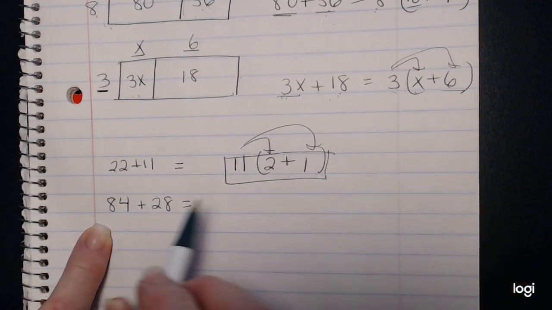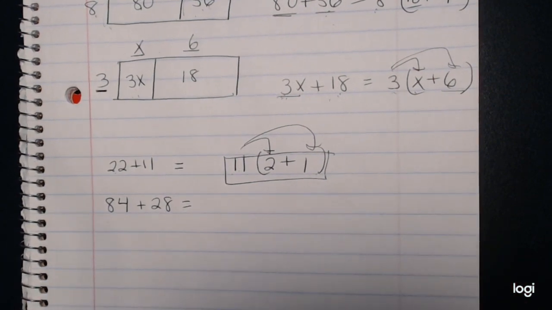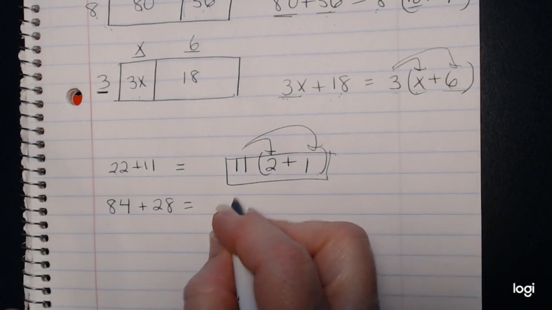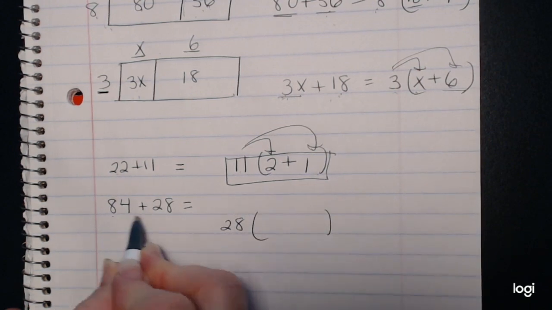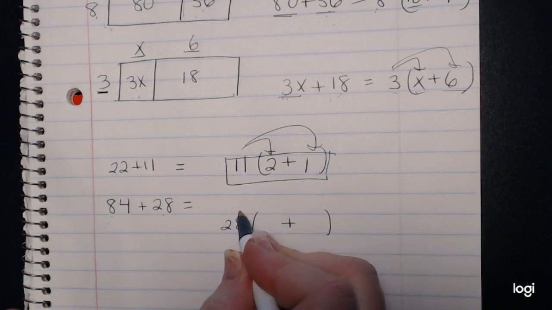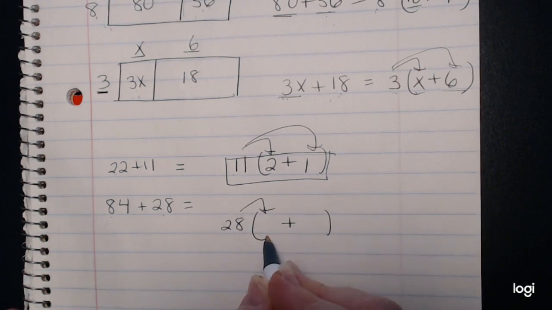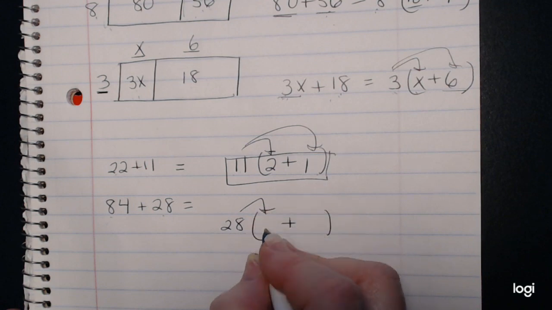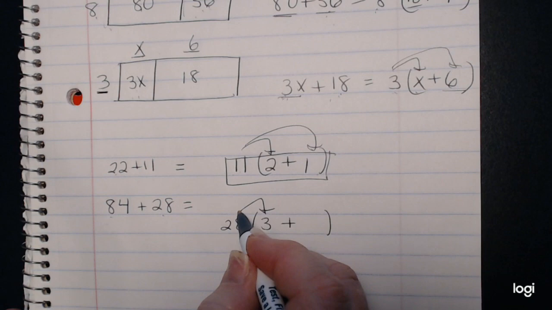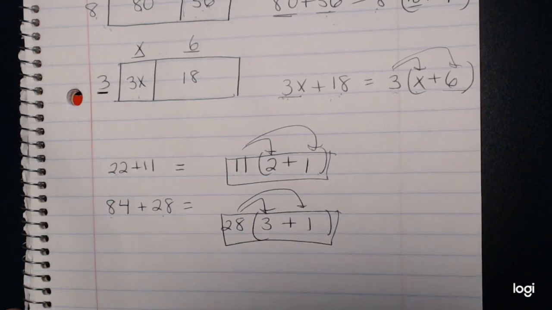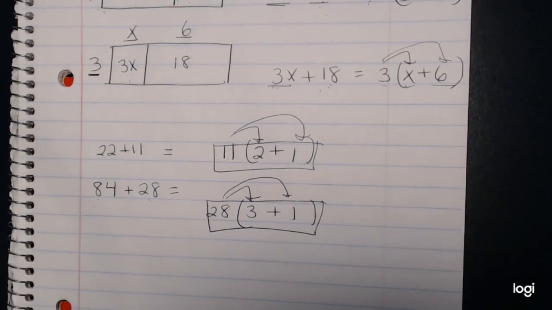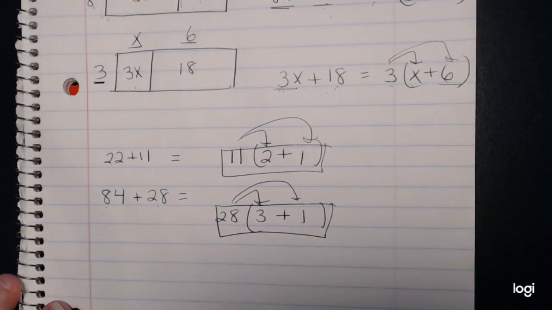Okay, let's look at this next one. 84 and 28. This one was a little bit more challenging. You had to look at your factor sheet to see what you could pull out. And actually, you could pull out the factor 28. 28 goes into both of these. 28 times what is 84? 28 times 3. And then obviously 28 times 1 is 28. Final answer.